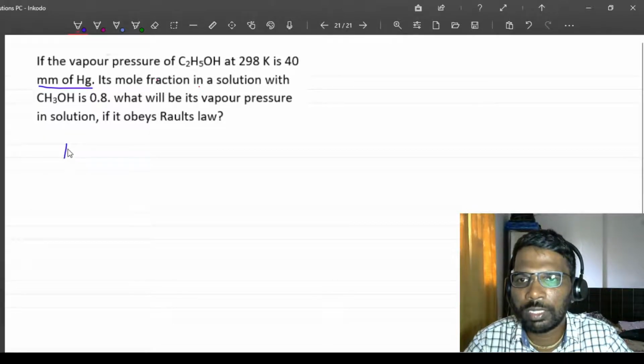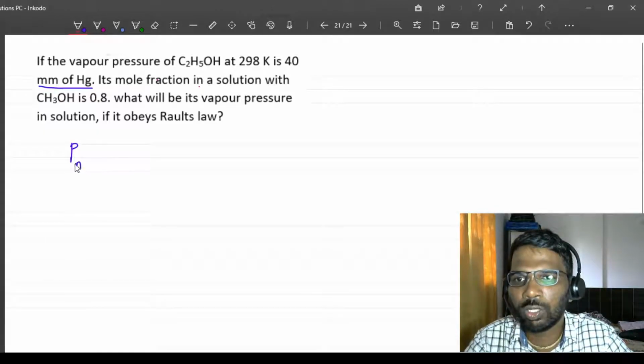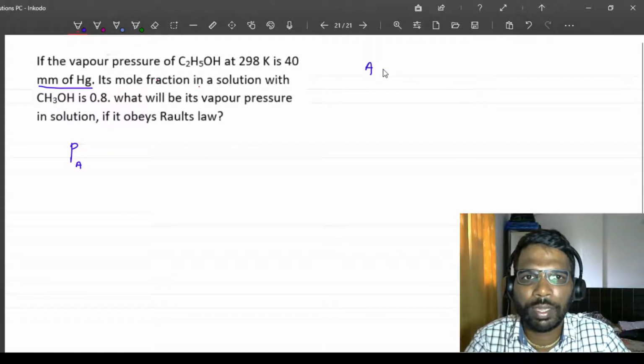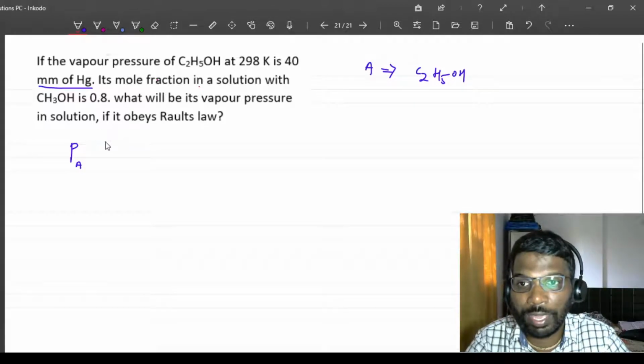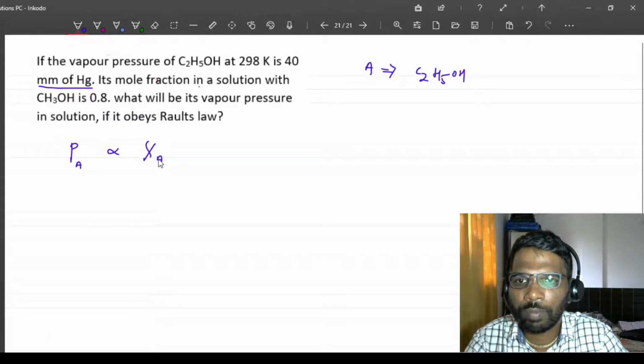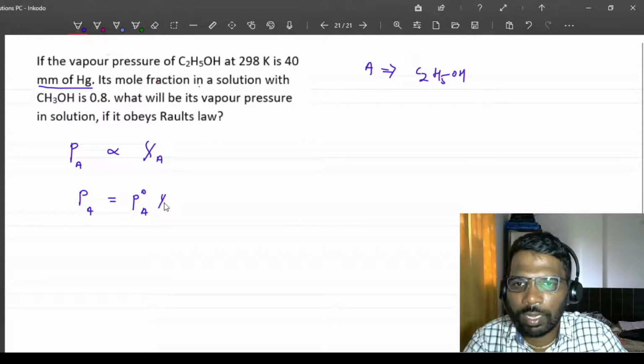Vapor pressure here means partial pressure, that is what is asked. So for the partial pressure in the solution, let's say A is ethanol, C2H5OH. The partial pressure of A is directly proportional to the mole fraction of A. To remove the proportionality sign, according to Raoult's law, we can write P A is equal to P naught A times chi A.